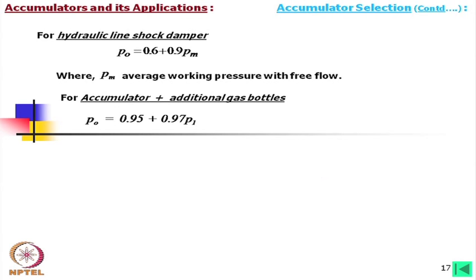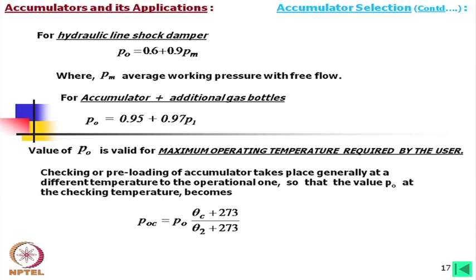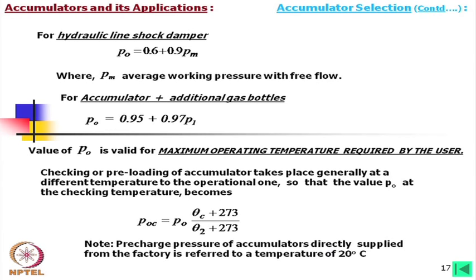For accumulator plus additional gas bottles, it is 0.95 into 0.97 P1, where P0 is valid for the maximum operating temperature required by the user. Checking of pre-loading of the accumulator takes place generally at a different temperature to the operational one, so the value of P0 at the checking temperature becomes P0 into (theta C plus 273) divided by (theta 2 plus 273). Okay. This must be the temperature in Celsius. Precharge pressure of accumulators directly supplied from the factory is referred to a temperature of 20 degrees centigrade. Okay.